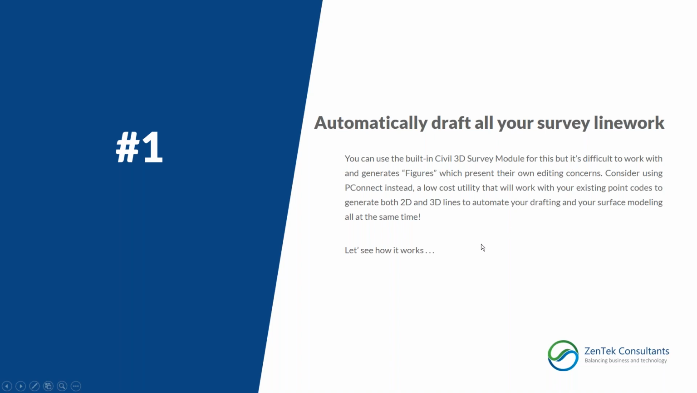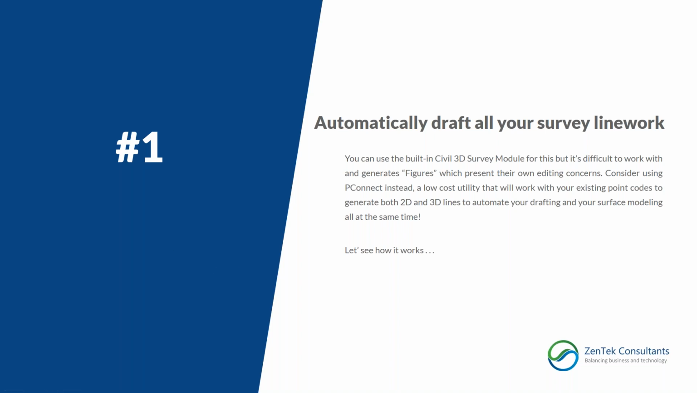So instead, what we use here at ZenTek and what we push to most of our clients is PConnect, which is a real low-cost utility that lets you bring in and generate your line work as 2D polylines and also as 3D polylines using your own standard survey point codes. Let's see how that works.